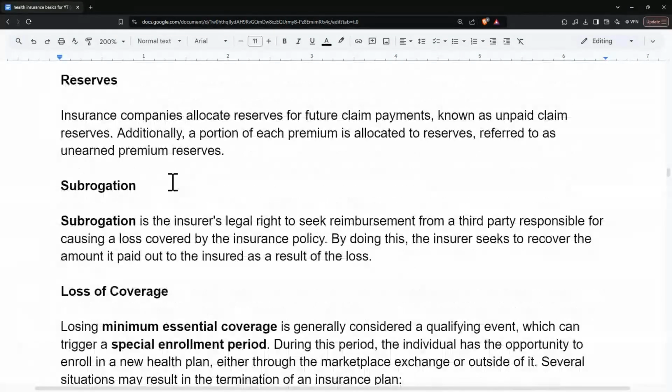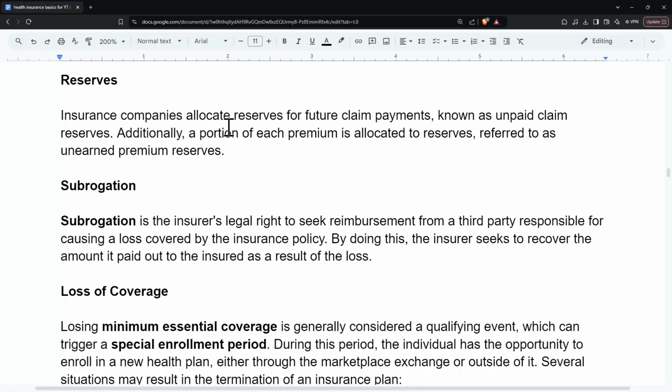Okay, reserves. Insurance companies allocate reserves for future claim payments, known as unpaid claim reserves. A portion of each premium is allocated to reserves, referred to as unearned premium reserves. Reserves is just a pool of money that the insurance company has to pay claims. It's like backup cash that they have in the bank to pay unexpected claims and things like that.